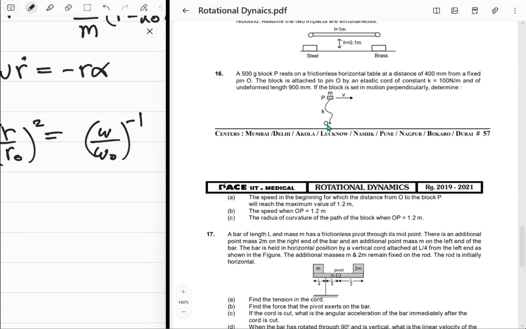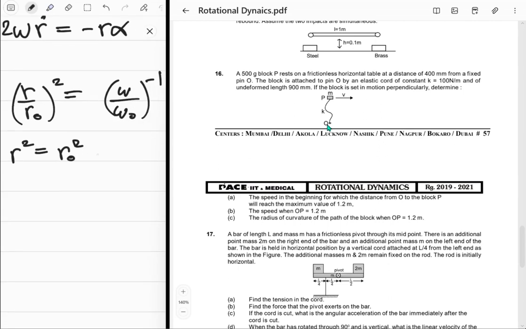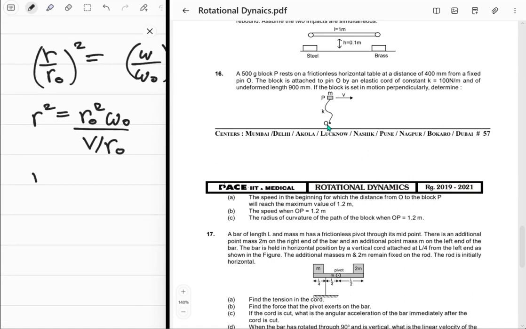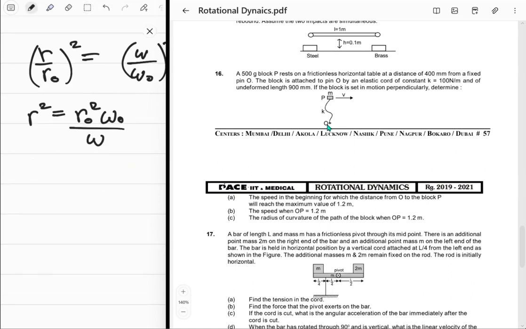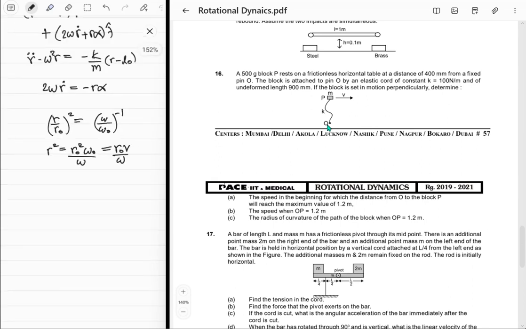Okay, understandable. Right, so let's write this down. r squared is equal to r naught squared times omega naught upon omega, so omega naught upon v upon r naught. Yes, r squared is just equal to r naught cube. Omega naught, sorry. What am I doing? This is really wrong. Actually, omega naught here and omega over here, and that will just be r naught v, and that upon omega. That should be doing it. So now you know what r squared is.